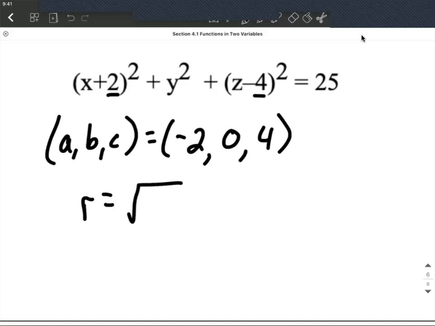Finally, square root of whatever's on the right-hand side. Square root of 25 works out to be 5. These don't always work out to be nice perfect squares on the right-hand side, but sometimes they do and you can reduce down. Hope this helps out as you're working on spheres.